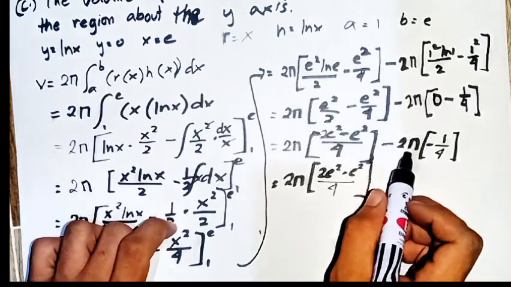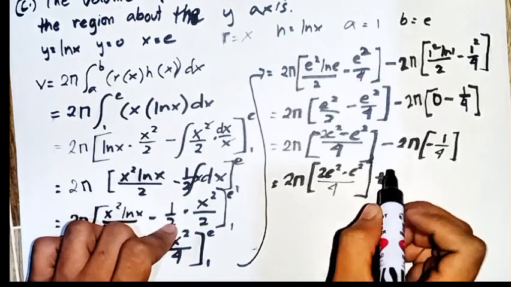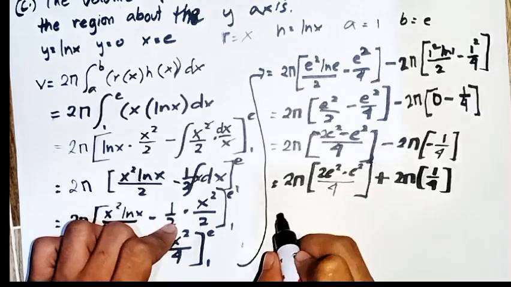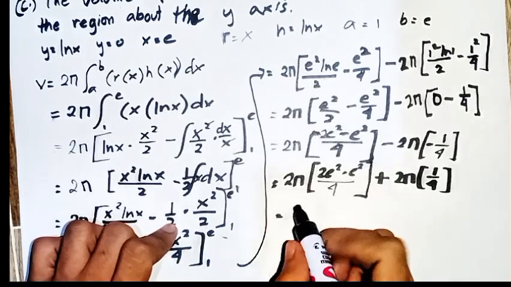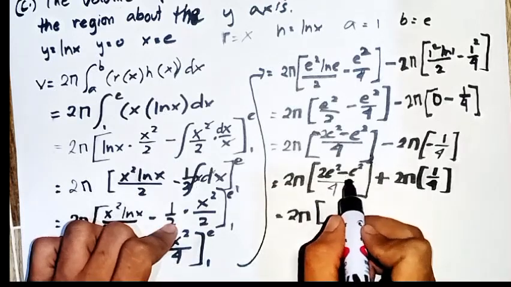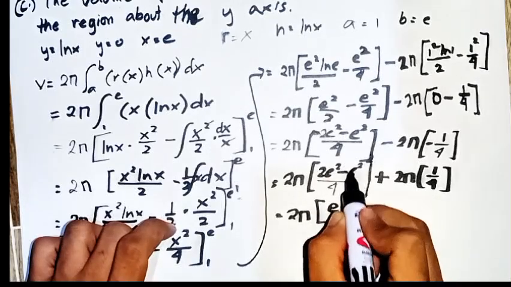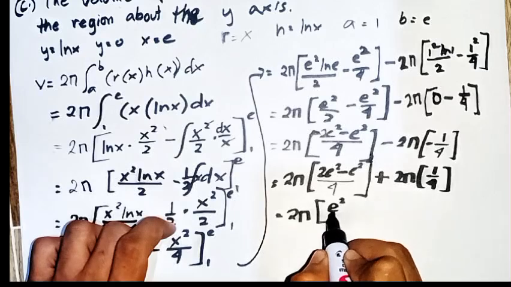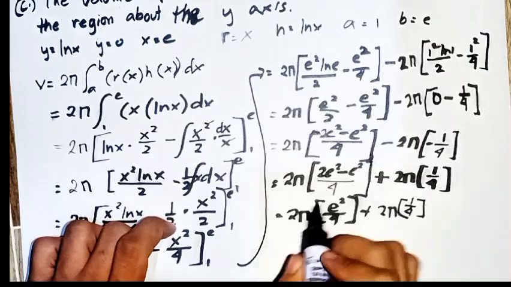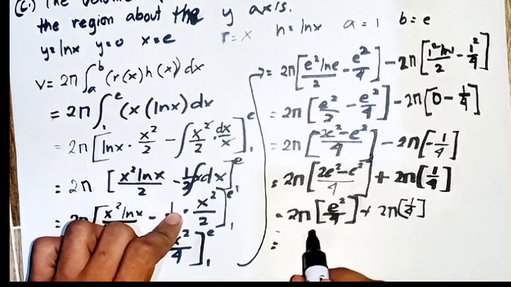Since we have a negative here, 2 pi times negative 1/4 is negative, and negative times negative is positive, so it becomes positive 2 pi times 1 over 4. So 2 pi, 2e squared minus e squared, which is e squared, since it has a constant 1 here. So 2 minus 1 is 1, so only e squared over 4 plus 2 pi times 1 over 4. So our final answer is 2 pi, let's add this first.